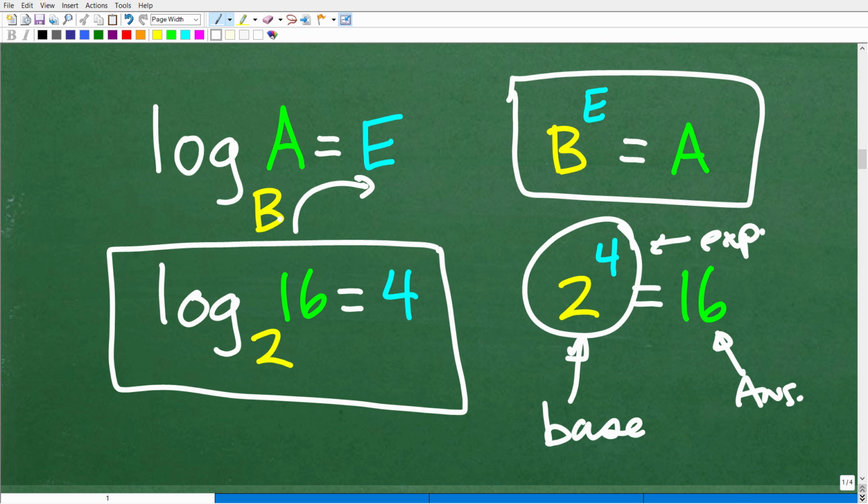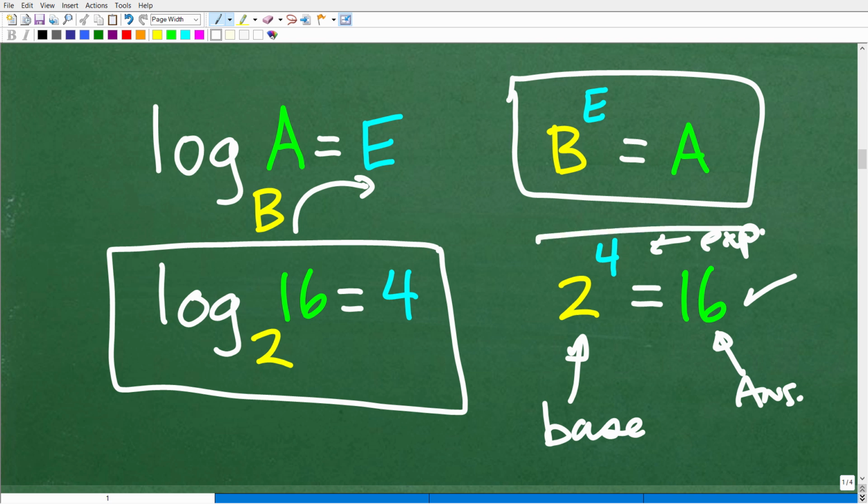So when you have bacon and eggs, it's log base. The base is B. This is the answer that's equal to the exponent. So in this particular example, 2 to the 4th power is equal to 16, because 2 times 2 times 2 times 2, 2 times itself 4 times, is 16.